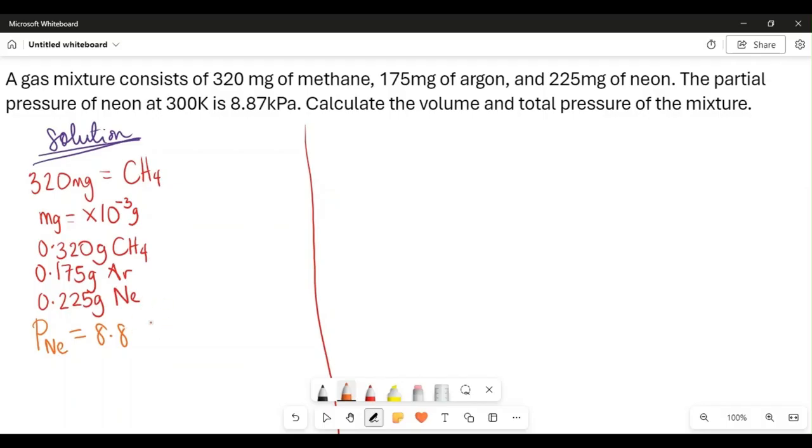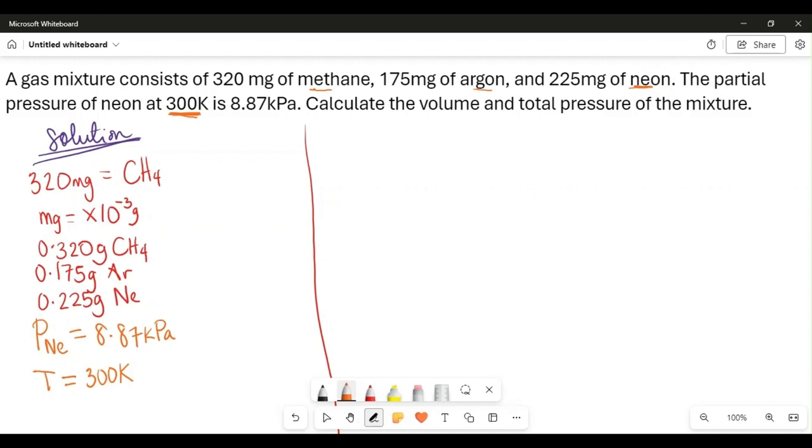So this is 8.87 kilopascal, which is just the pressure of neon. But then they mentioned the pressure of neon at 300K. Well, 300K is them telling us that the temperature of the mixture is 300 kelvins. I'm sorry, this temperature is not just for neon. It is the temperature of the entire mixture, meaning 300K affects methane, argon, and neon, not just neon. They just wrote the question in a way that makes it look like the temperature for neon is different from that for methane and argon.